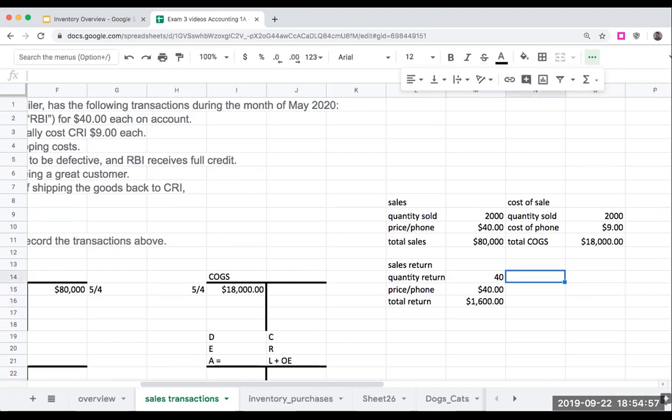And then at the same time, because the item is being returned, I need to show that amount coming back onto my books. So over here, the quantity returned is going to be 40. My purchase cost of that phone, meaning what I paid for that phone, is going to be $9, right? So my total inventory returned is going to be 40 times $9 per phone, or $360.